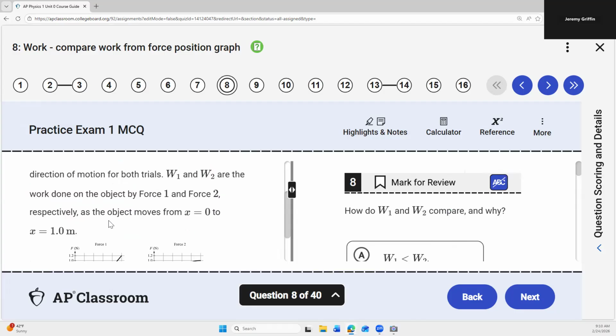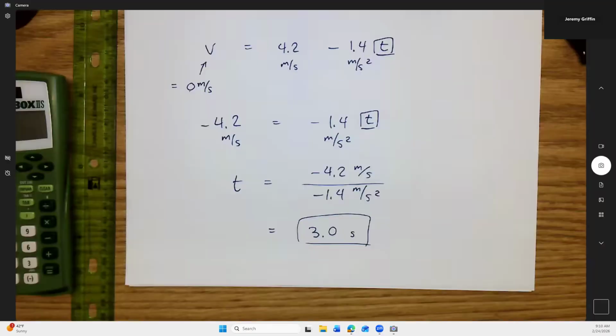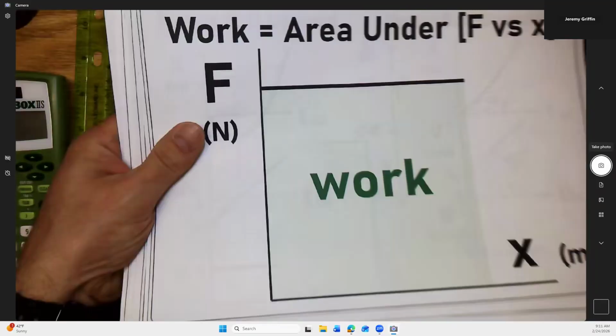Object moves from 0 to 1 meter. Okay. And so I know the graphs are really tiny, but they could both be F versus X. Is that okay? How do work 1 and work 2 compare and why? You guys just told me.